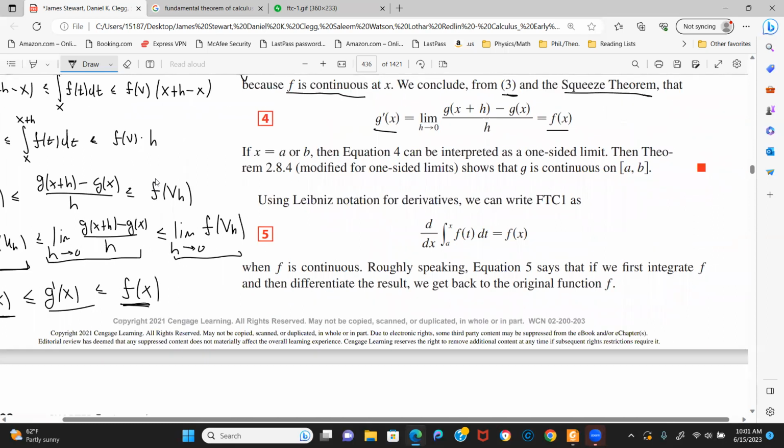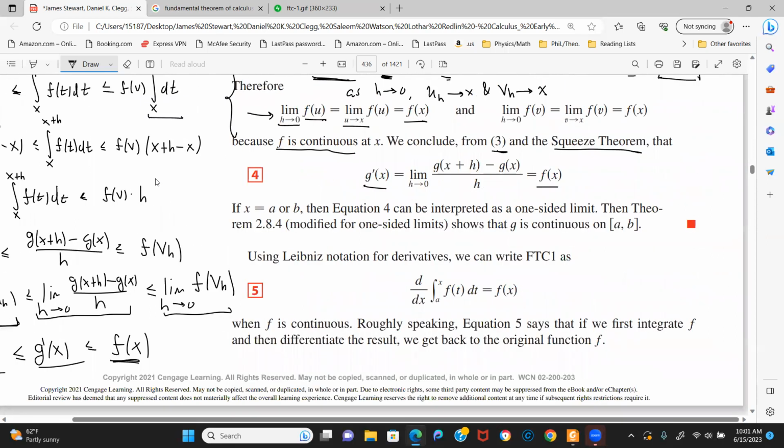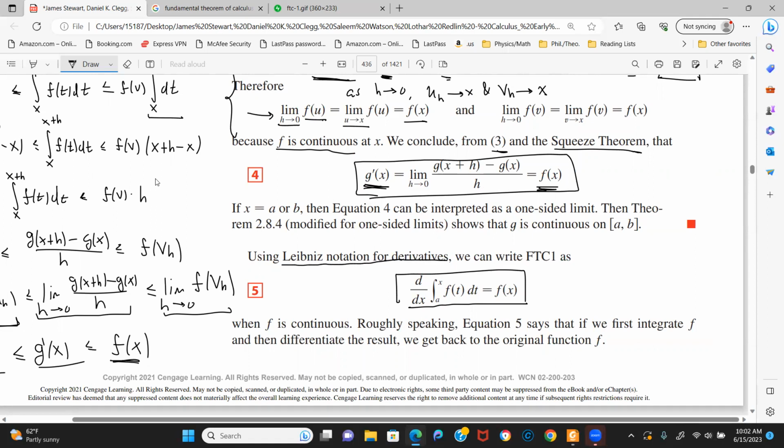And that proves the first part of the fundamental theorem of calculus. That proves that g is not only differentiable, but the derivative is this. So that's the conclusion. And as I said, you can rewrite the conclusion in this way as well, if you want to eliminate g. This is what the fundamental theorem of calculus says using Leibniz notation for derivatives. So it says that these are, in a sense, inverse operations of each other.